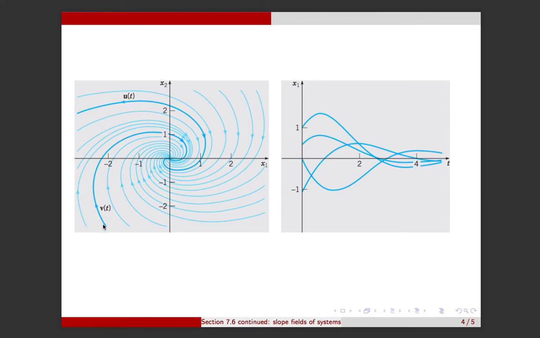So again, following these trajectories around, if you want to know what x1 is doing, you just have to think about, as I follow this curve, am I going left or am I going right? If I'm going left, the function x1 is falling. If I'm going right, the function x1 is rising. And you can again do the same thing for x2. We talked about this in section 7.5.